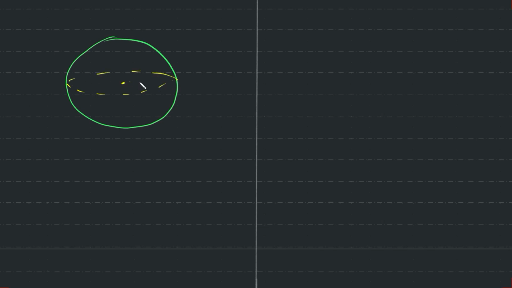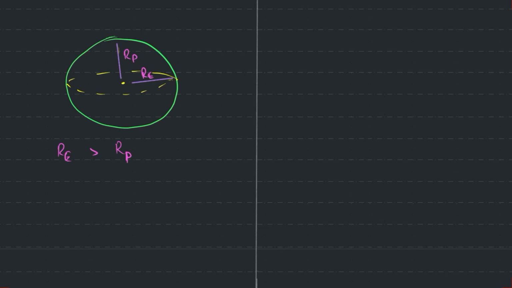if I find out this radius and compare it with this radius, if we call this R equator and R pole, R equator is greater than R pole. So this is the truth.